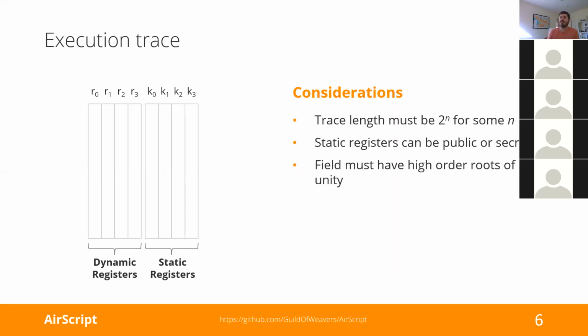And just some general considerations about the execution trace. The length must be a power of 2. This is needed for efficient interpolation and evaluation using FFTs. By default, all the dynamic registers are private, so the verifier cannot get the state of the dynamic register. But static registers you can make either public or private. Even if they're described succinctly, you can still keep the actual register private and only disclose a given point in that register using boundary constraints. And the field in which you're working should have high order roots of unity. And again, this is needed for efficient evaluation and interpolation using FFT.